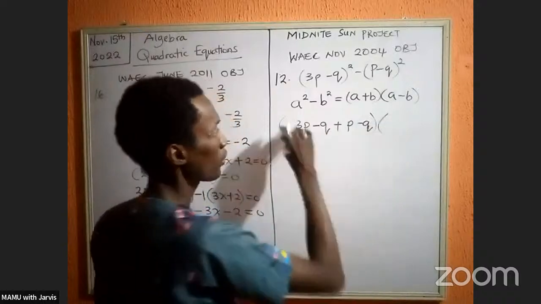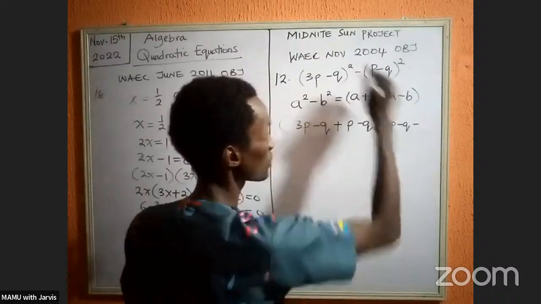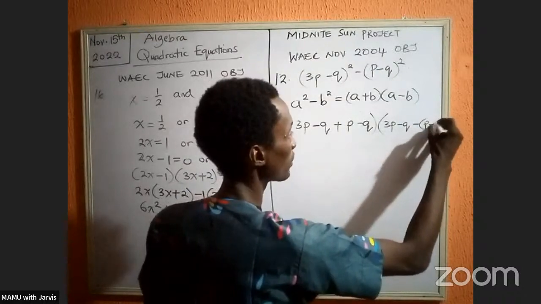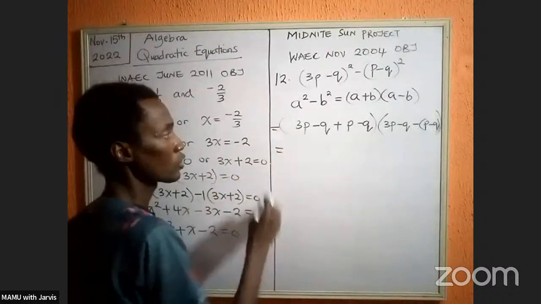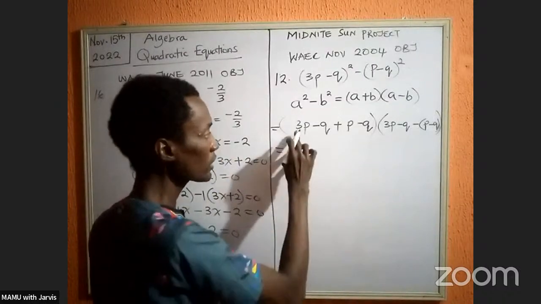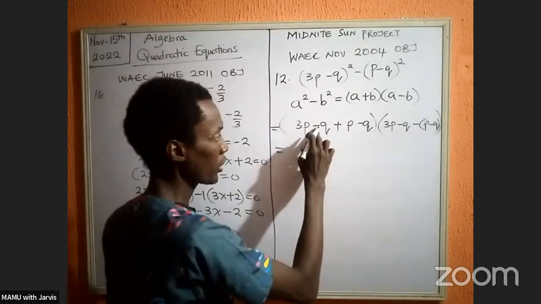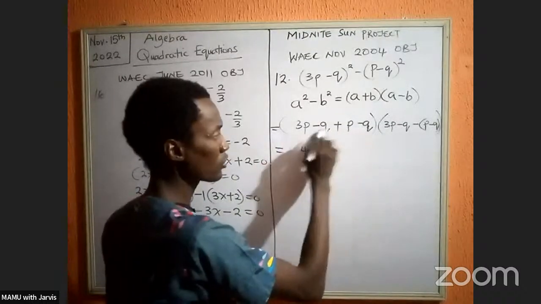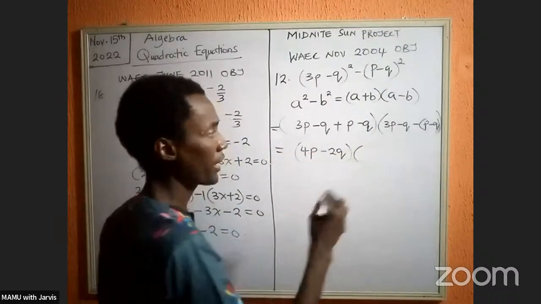I'm going to subtract the terms, that is 3p minus q minus affecting this one. Are you seeing that? So this will give me what? 3p plus p will give me 4p. Q minus q will give minus 2q. And then let's look at this.